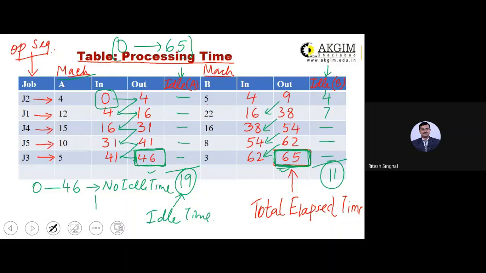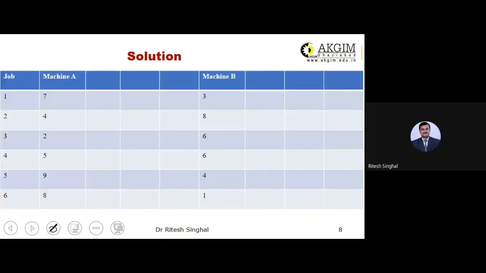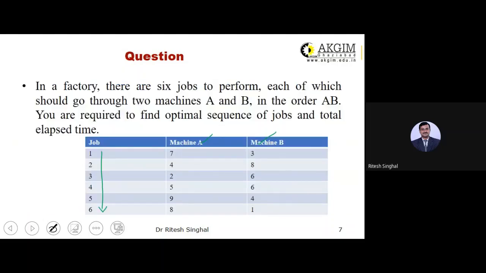There are a few more problems I have taken today, like this. Here there are 6 jobs to perform, and there are 2 machines, machine A and machine B. So see how we find the optimal sequence. Draw 6 blank spaces to fill. Find the minimum out of these machines. The minimum one is here, 1. Do this job 6 at the end.